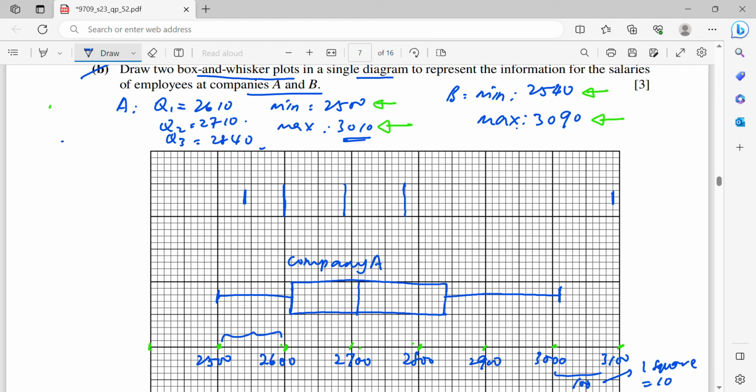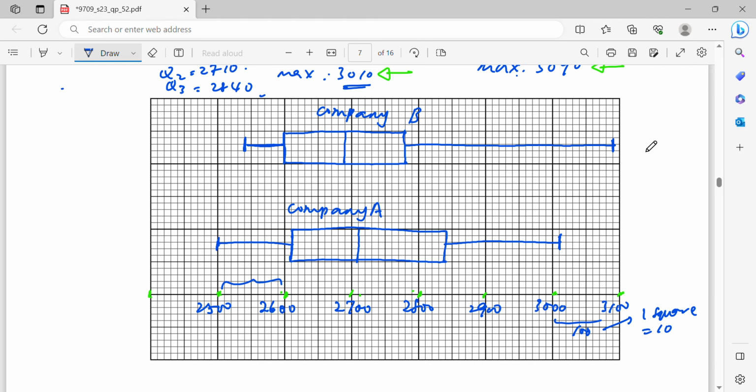Alright, so please draw all this using rulers. Using ruler. Okay, so now join the box with the minimum and maximum point. Alright, so this will be the company B. Alright, so we have done the box and whisker diagram, or box and whisker plots for companies A and B.